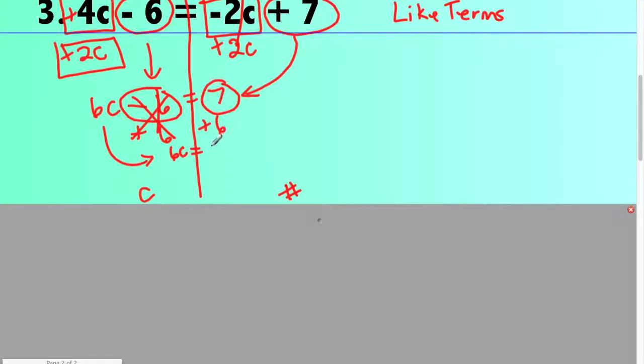Equals 7 plus 6 is 13. And then to get rid of this 6, we want to send it to the number side. You're going to do the inverse of multiplying, because 6 next to c is multiplying. So that is division, which is dividing by 6 on both sides. So c would equal, this is an improper fraction, so you're going to make it into a mixed number. Or you can make it into a decimal. So if it was a decimal, that would be 13 divided by 6, which is 2.166 repeating.